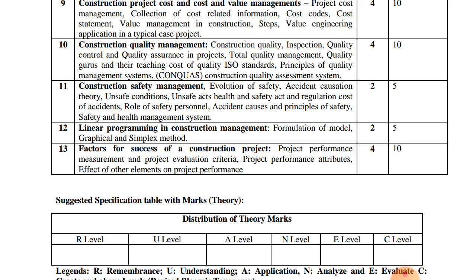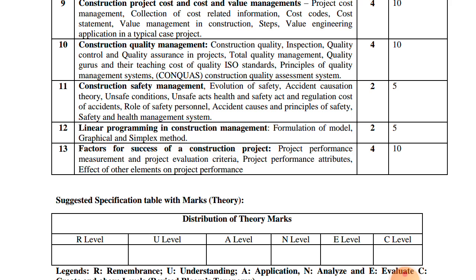The 12th chapter is linear programming in construction management. It covers formulation of a model, and the graphical and simplex methods. These two methods, graphical and simplex, are the important methods for linear programming, and formulation of a model is also important. From chapter number 12, only one 3 marks question is asked in the GTU examination. It's the smallest chapter.